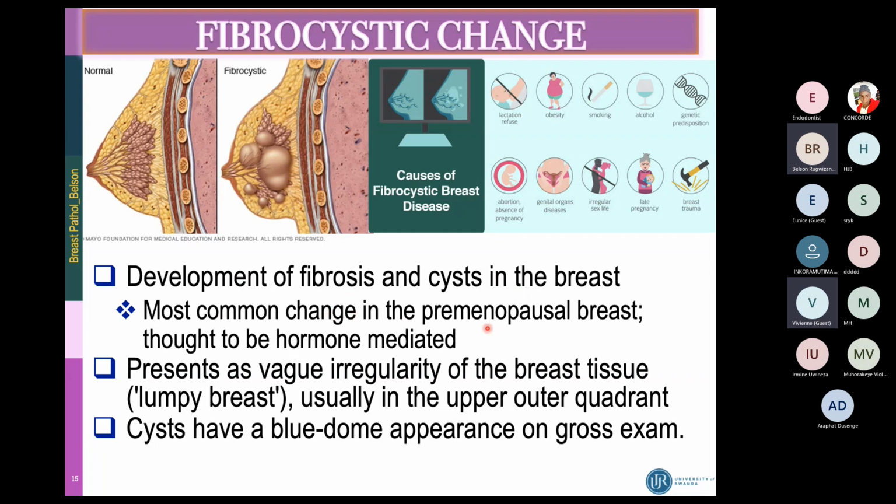Most common change in premenopausal breast thought to be hormone mediated. So there will be irregularity in the breast tissue. So bagira ibibyimba, ariko ntabwo ari ikibyimba uparupa ngo wumve ngo kigarukira hano cyangwa se kiri smooth. So it will be just an irregular hard tissue. It will not be encapsulated, so there will be no capsule. So the cyst, they have a blue dome appearance on gross examination.